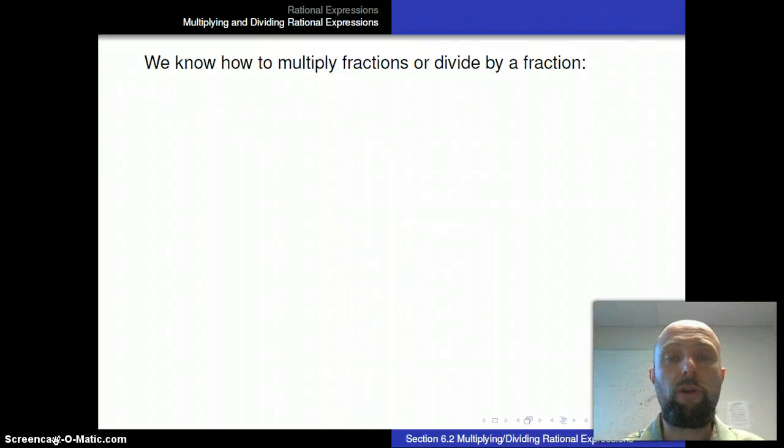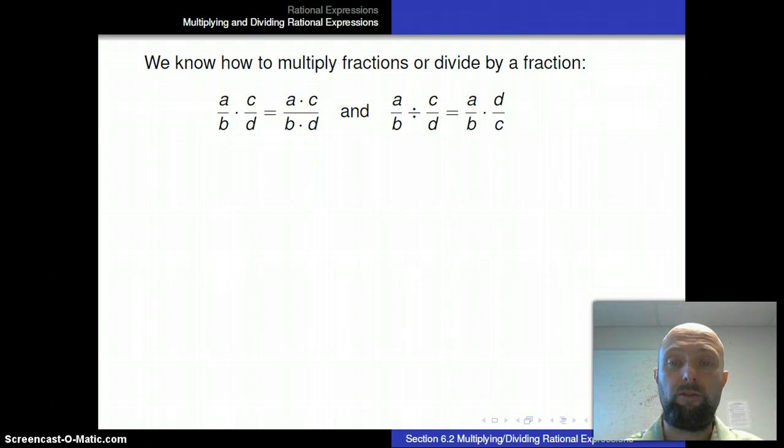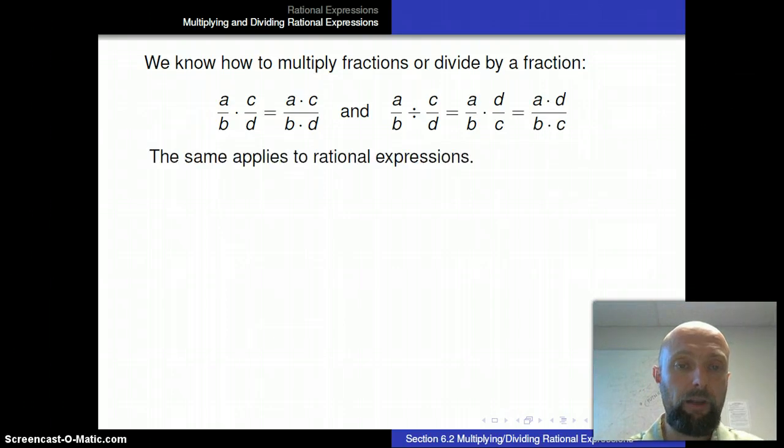We know how to multiply fractions or divide by a fraction. To multiply fractions, we multiply the numerators and the denominators. To divide by a fraction, we multiply by the reciprocal, and then we can just multiply the numerators and the denominators. The same applies to rational expressions.